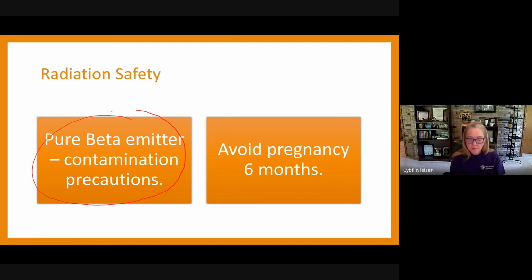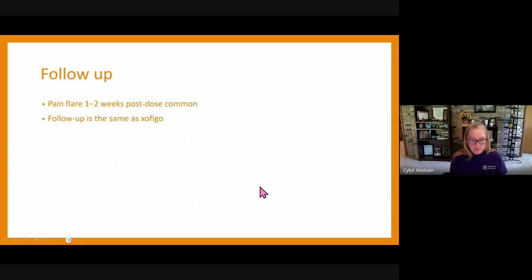Since it's a pure beta emitter, there's no gamma because, again, with I-131, we're concerned about that gamma. So we don't worry about it. And this is kind of silly because I don't think anybody's thinking about pregnancy if they're getting strontium-89 therapy. All right, they might have additional pain for a week or two because as those beta negative particles are hitting those metastatic sites, it could actually kind of irritate it. And the follow-up is the same thing as the radium-223 dichloride.